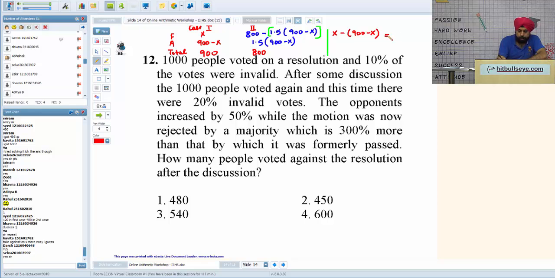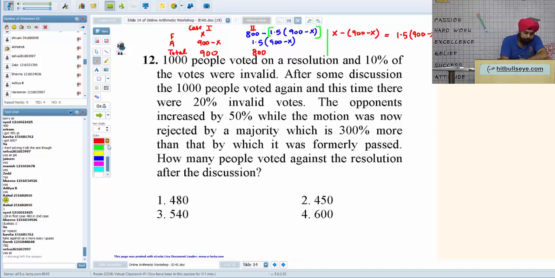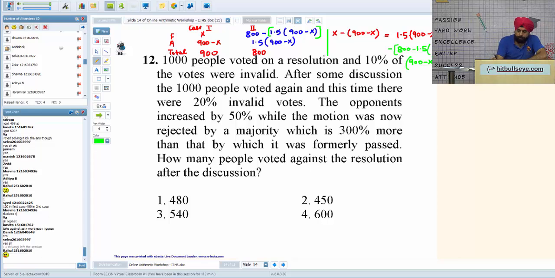Now this becomes quite complex, as the people who are against are more in this case. So 1.5 times 900 minus X. From this we need to subtract the complete value, that is 800 minus 1.5 times 900 minus X. Now this bracket you will close here and you need to solve this. Yeah, it's a tough question, I already told you. Now this, if you will solve, from there you will get the value of X to be 500.